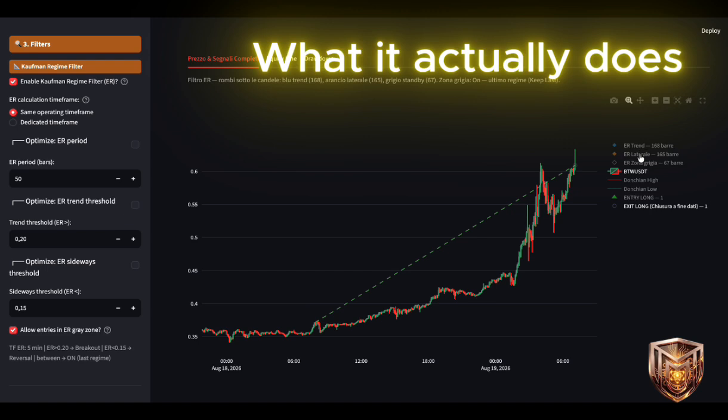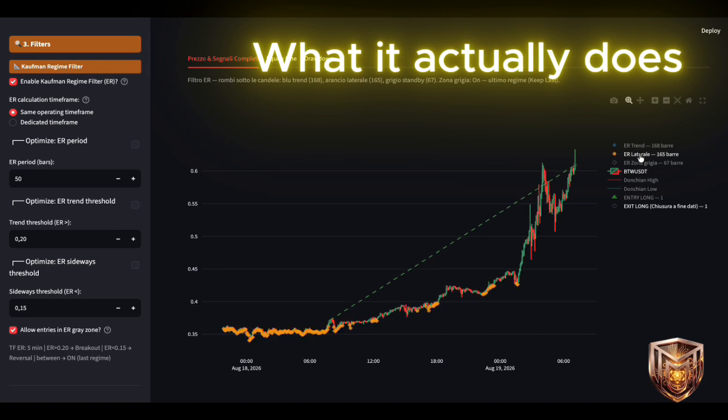ER doesn't pick long or short. It decides whether the strategy is allowed to enter at all. Above the trend threshold means trending market, Donchian's good to go. Below the sideways threshold, blocked. This is where Bollinger reversal would make more sense. Between the two, a gray zone. ER doesn't say if price goes up or down. It just says whether the strategy you're using fits the moment.